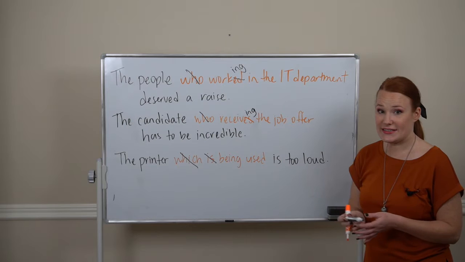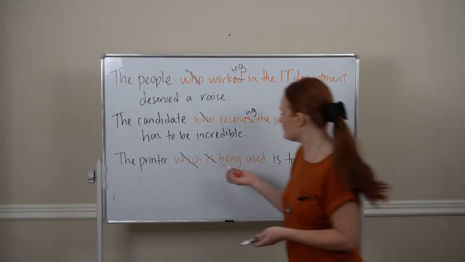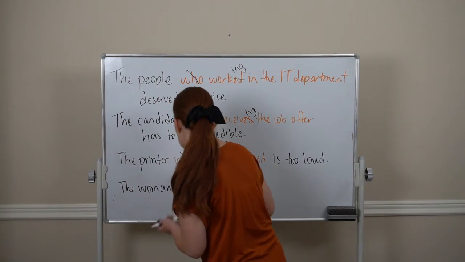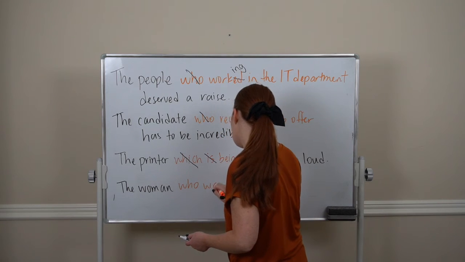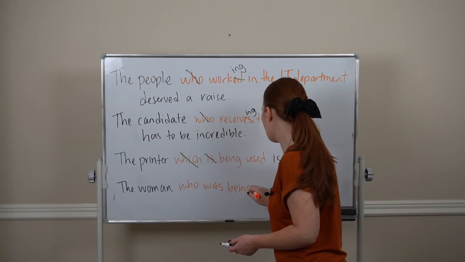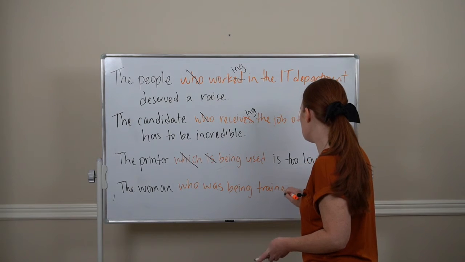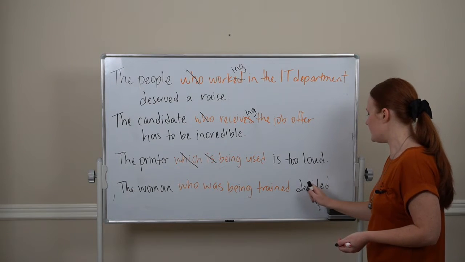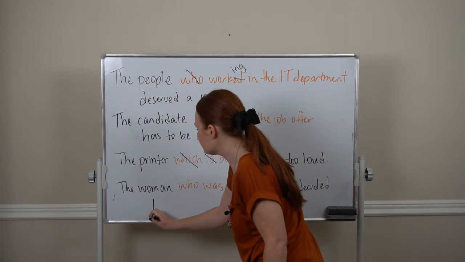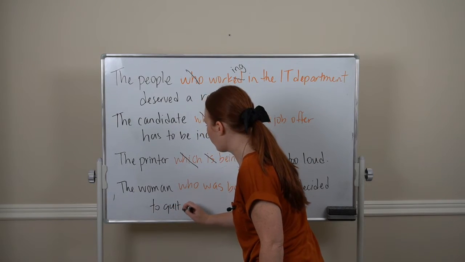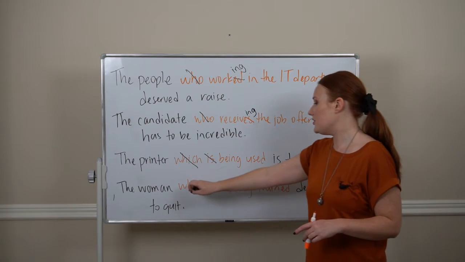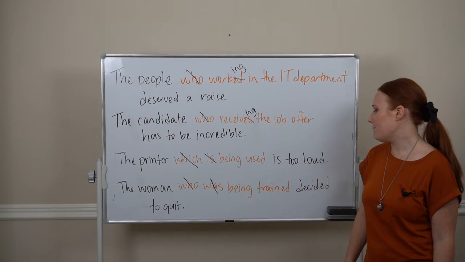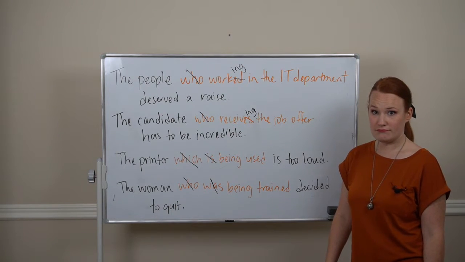Same for past continuous. The woman who was being trained decided to quit. So get rid of the relative pronoun who, and here we have the past form of to be, was. We'll get rid of that. The woman being trained decided to quit. And we're good to go.